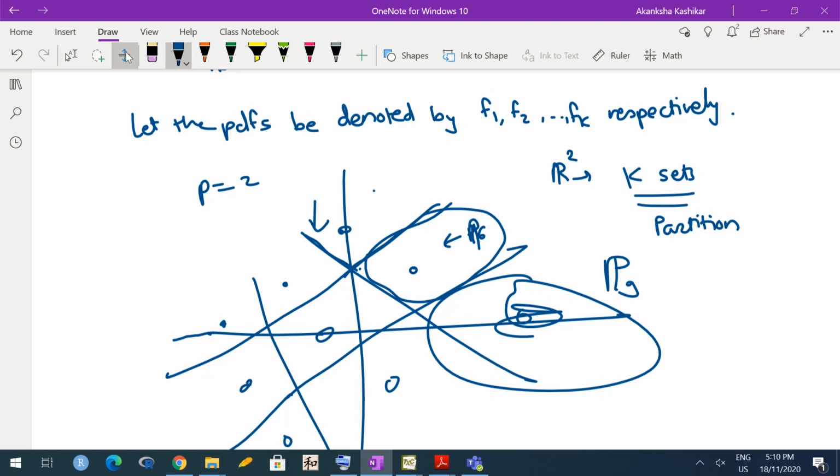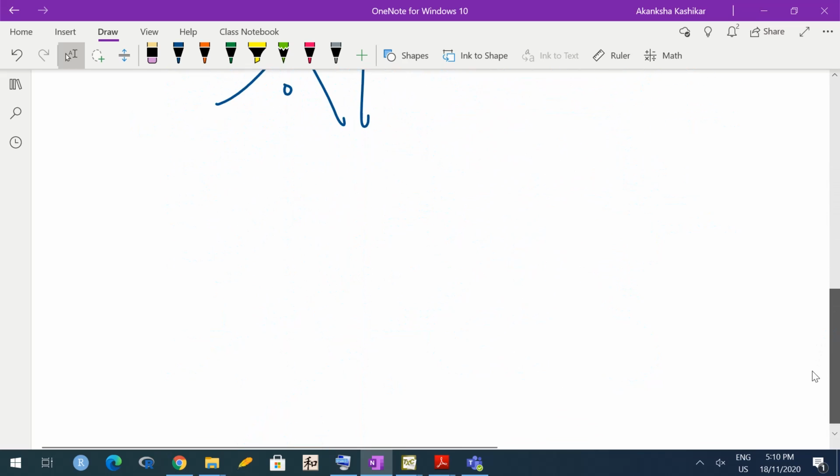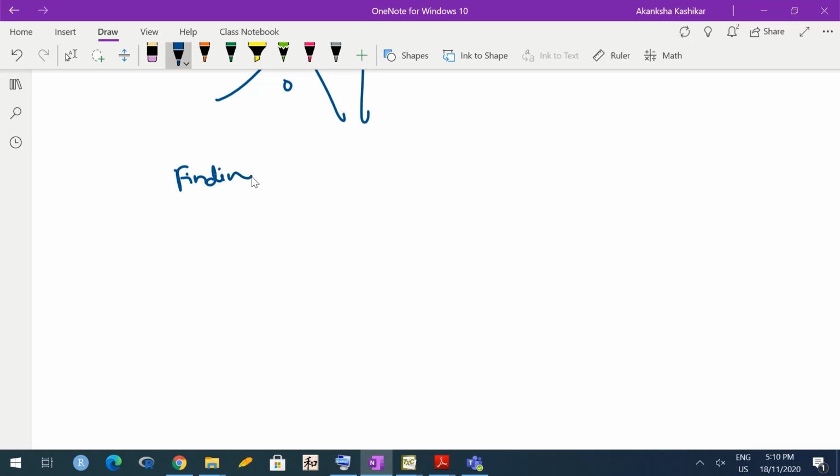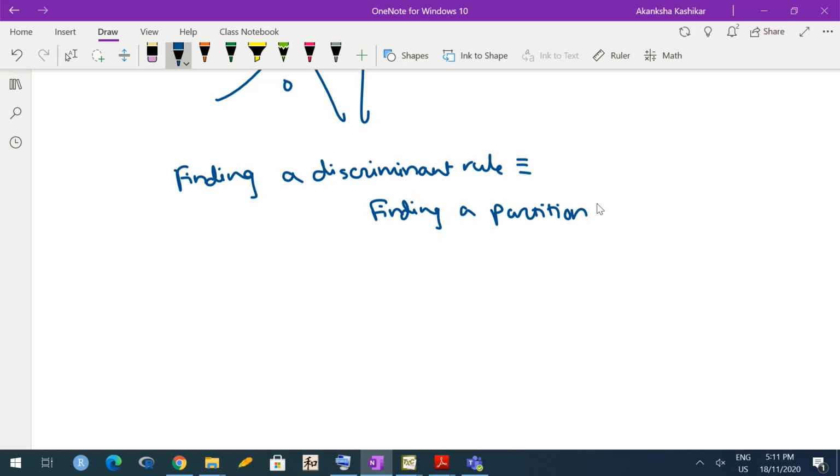In general, this can be extended to the p-variate case also. Right now I wrote bivariate so that we could draw a picture. So what we do is, finding a discriminant rule is nothing but finding a partition. Finding a discriminant rule is equivalent to finding a partition of R^p.